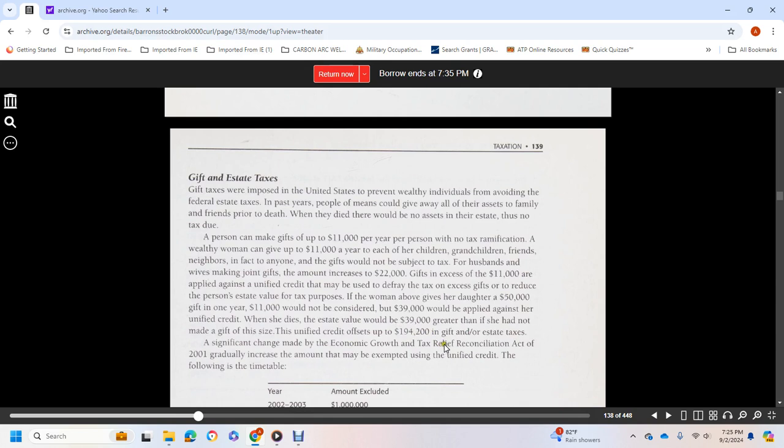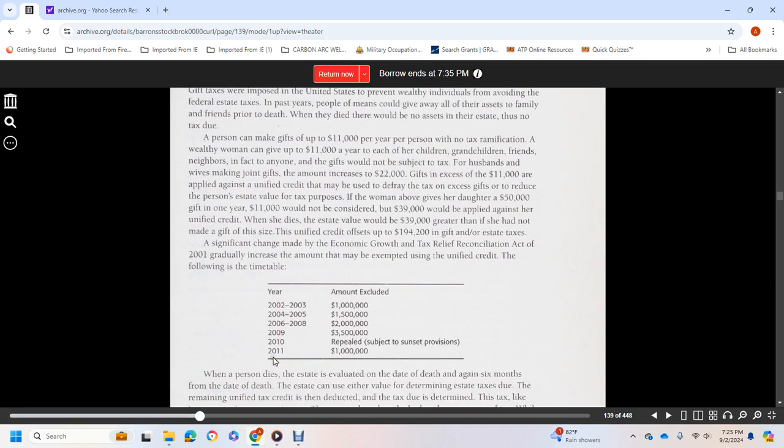A significant change in the Economic Growth and Tax Relief Reconciliation Act of 2001 gradually increases the amount made exempt by the unified credit. The following is the table: 2000 through 2003, 1 million; then 1.5 million, 2 million, 3.5 million; 2010, repeal, subject to a sunset provision; 2011, back to 1 million.